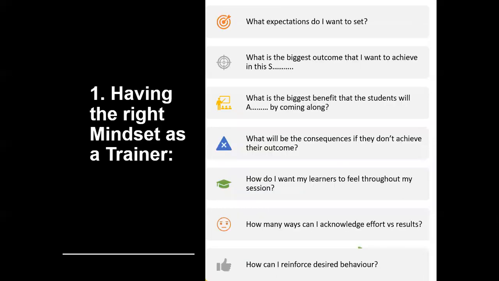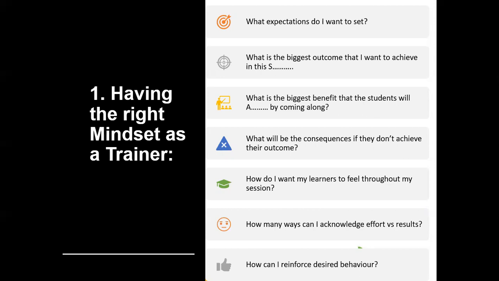All right, so let's tackle the first one, having the right mindset as a trainer. Okay, the first question we want to ask ourselves, and these are a bunch of questions that we can ask ourselves before we step into the training room. Some questions I really encourage you to reflect on before you actually start planning your training session, or even as you're planning your training session. These are some powerful questions, right? But you've got to get these things clear in your mind before you start speaking or training.